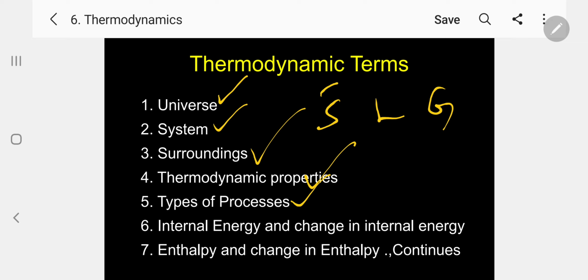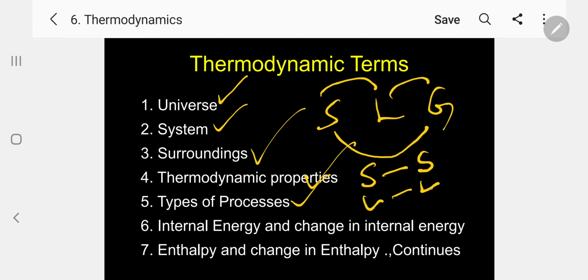Suppose when you change solid to liquid, it is a change of state. Liquid to gas, change of state. Solid to gas, change of state. And also, solid to solid, we can change the property of that particular system. Say for example, temperature, etc. Same way liquid, boiling point will change. Same way gas, pressure can be changed. So these are all changes of state of a system.